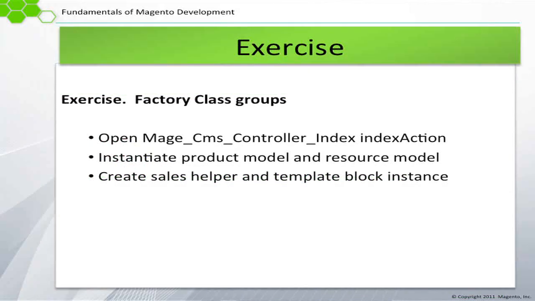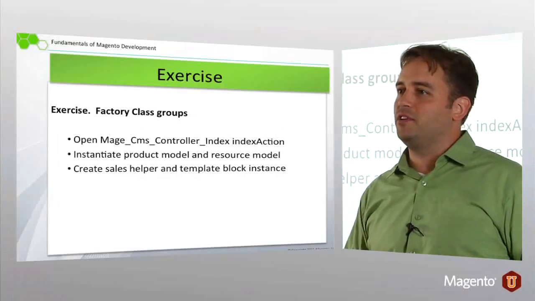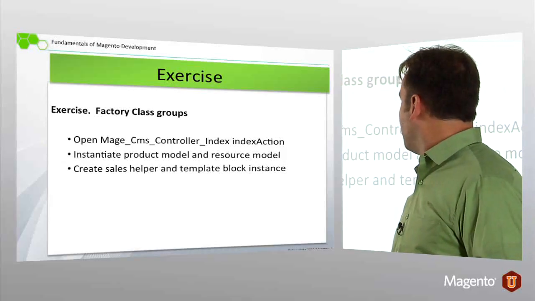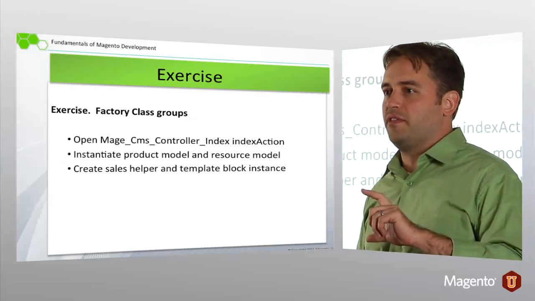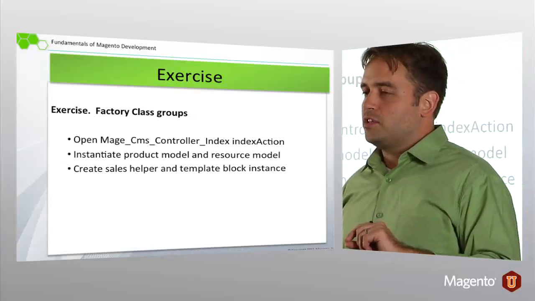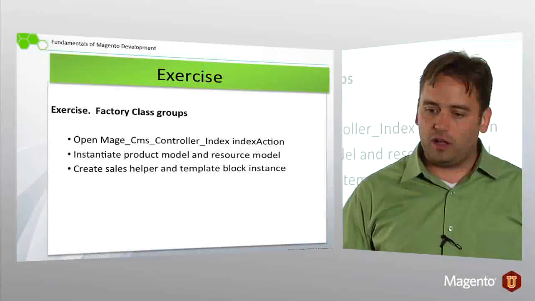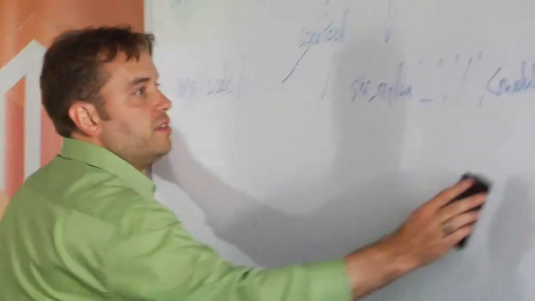Once again, let us open up the Mage CMS index controller, instantiate a product model and resource model, and create a sales helper and a template block instance. We're going to play with all of the different types here. We're not going to deal with that configuration stuff yet, but we're going to look at the factory methods that are involved. I haven't shown you all of them here. I'll give you the rundown for each of these.